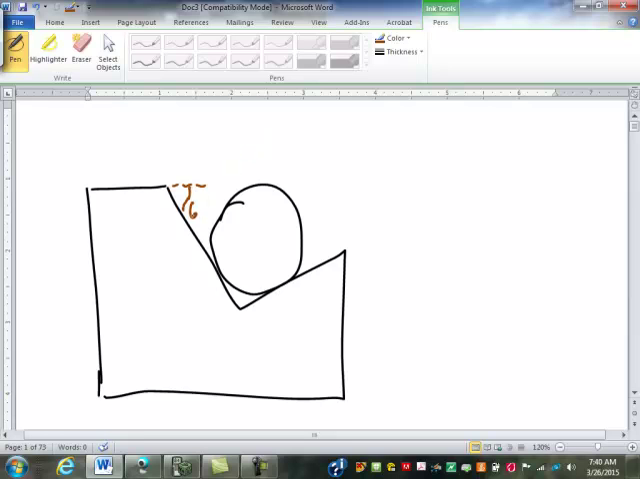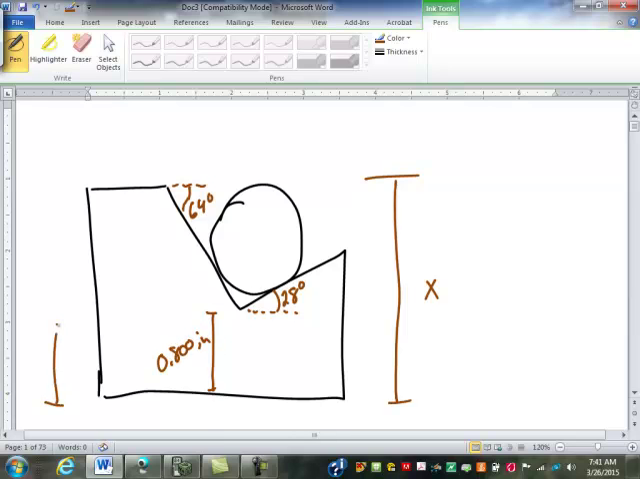I'm going to say that this is 64 degrees, and let's call this 28 degrees. I'm going to call this X, so I want to know that height. If this is 0.800 inches, and this is, oh, who cares? It doesn't really matter, does it? No, it doesn't. I just got to tell you that this is a diameter of 1 inch.